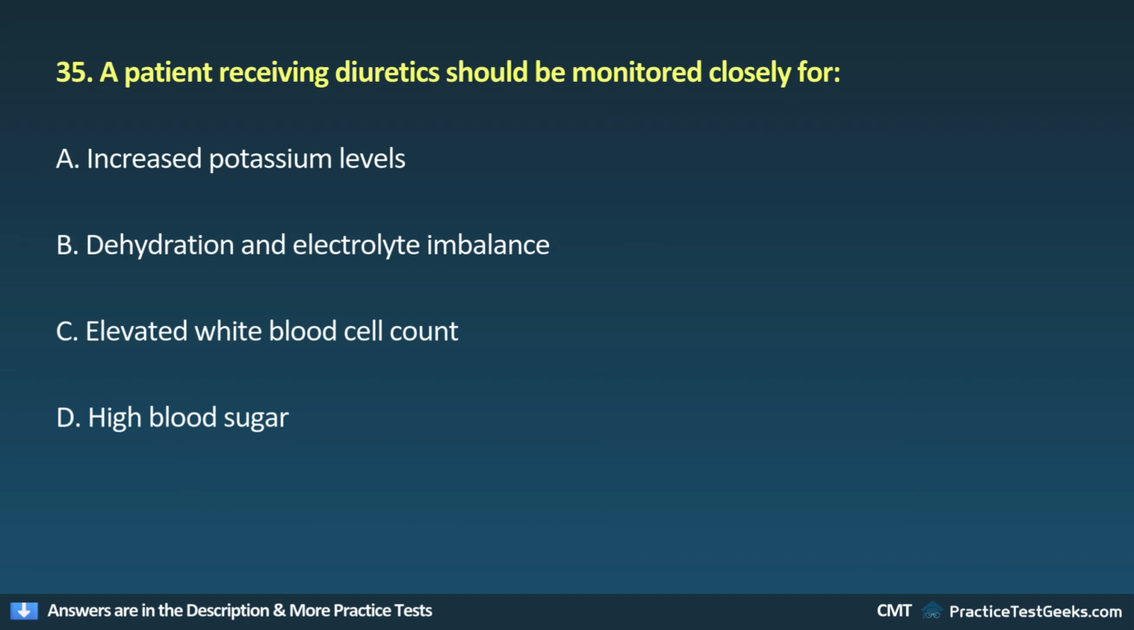35. A patient receiving diuretics should be monitored closely for: A. Increased potassium levels. B. Dehydration and electrolyte imbalance. C. Elevated white blood cell count. D. High blood sugar.